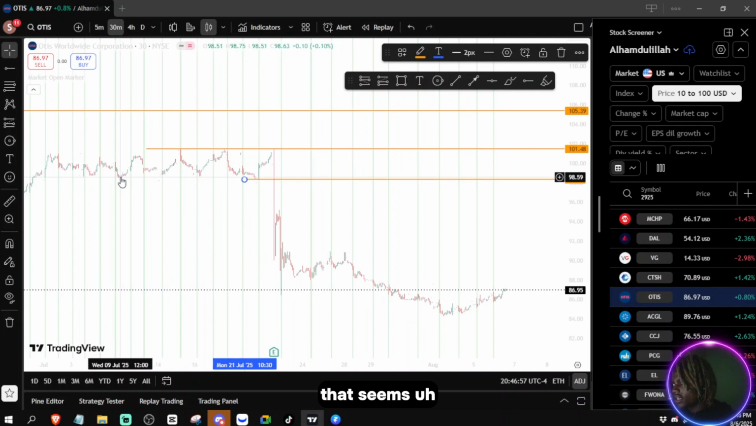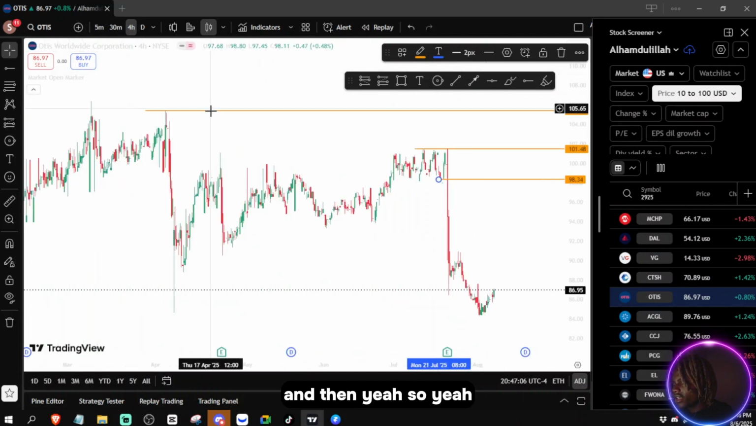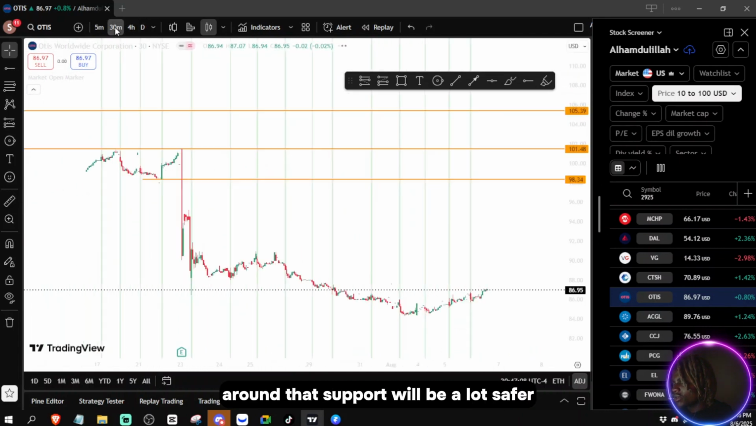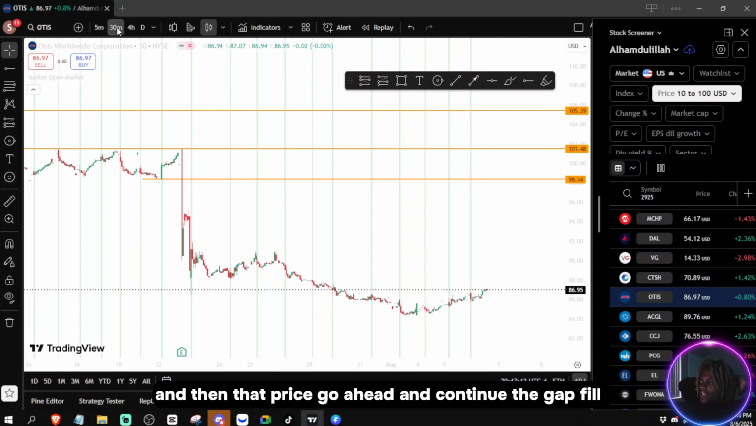That one seems a lot safer. And get on my 4-hour here, and yeah, around that support will be a lot safer. And then that price, go ahead and continue the gap fill.